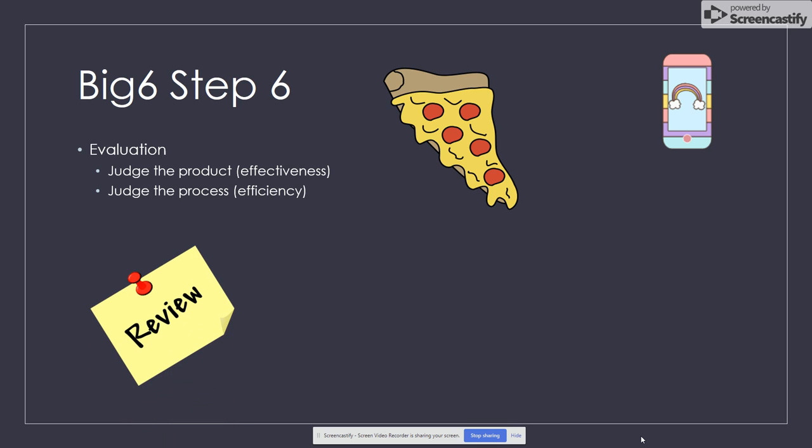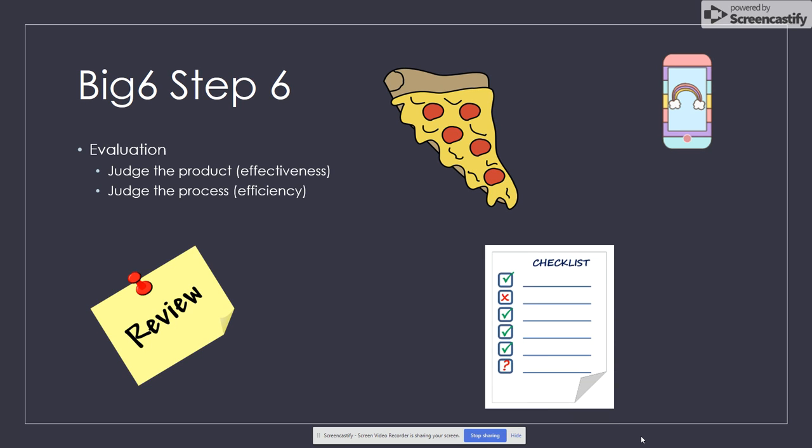On a project, this is where you would look over your project before turning it in. Did you meet all the requirements? Is it neat? If you have a rubric, check against that. And then think about your research. What worked and what didn't? Did your resources work for you? What other resources would have been better?